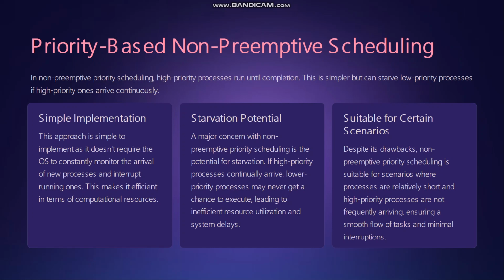This approach is simple to implement as it doesn't require the OS to constantly monitor the arrival of new processes and interrupt running ones. This makes it efficient in terms of computational resources. Starvation potential. A major concern with non-preemptive priority scheduling is the potential for starvation. If high priority processes continue to arrive, lower priority processes may never get a chance to execute, leading to inefficient resource utilization and system delays.